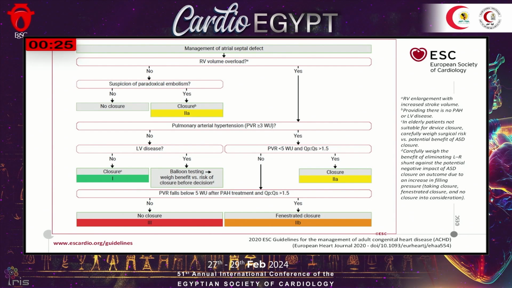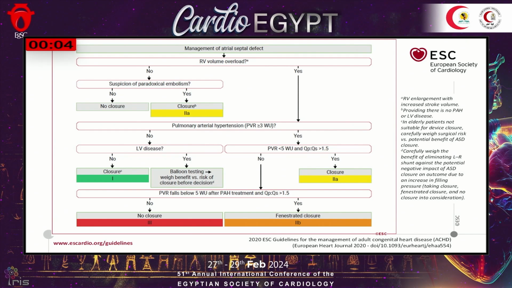Check for the LV disease. If there is no LV disease, check for the pulmonary vascular resistance. If it's less than 5 and Qp:Qs is 1.5, then go for closure of the ASD. If you have no LV disease, then go for closure. This is a class 1 indication. If yes, check for the balloon testing.